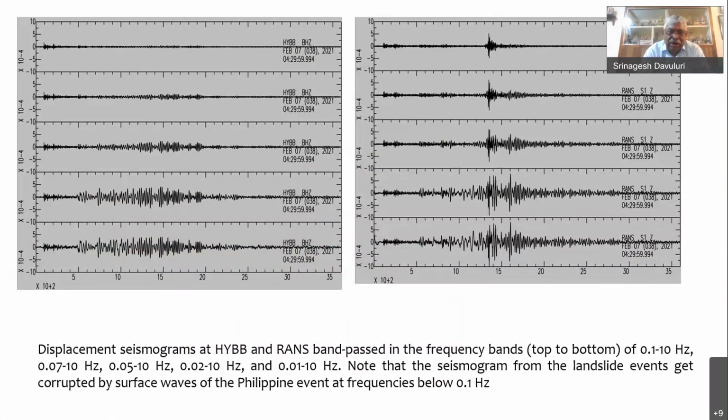We needed to remove that signal, and we had to compare the spectral signatures at the Hyderabad Broadband Seismic Station. And you can pretty well see that you only have surface waves with not much amplitude, whereas at the station at Ranchi, these surface waves are overladen with high-frequency waves, which very much coincide with the impact and then the debris flow.